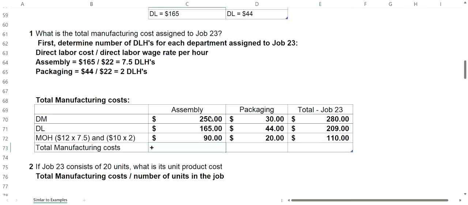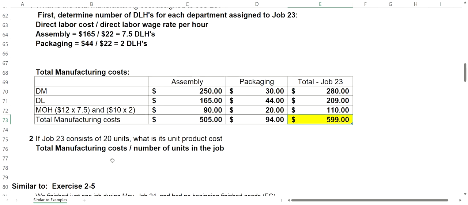I will add vertically 250, 165, and 90. My total cost for assembly is 505. I will add vertically 30, 44, and 20. My total cost for packaging is 94. And I should be able to go vertically or horizontally and get the total cost of job 23 is $599.